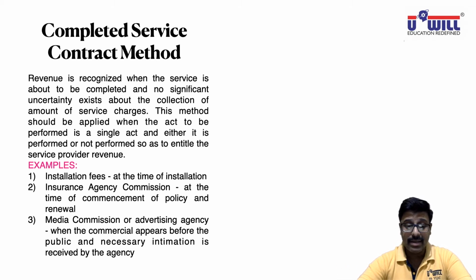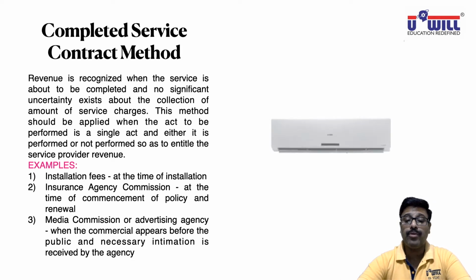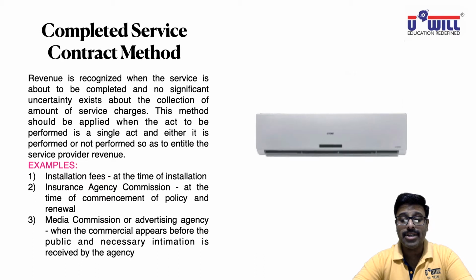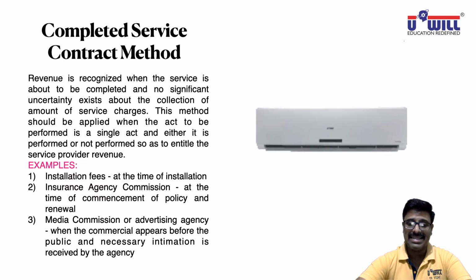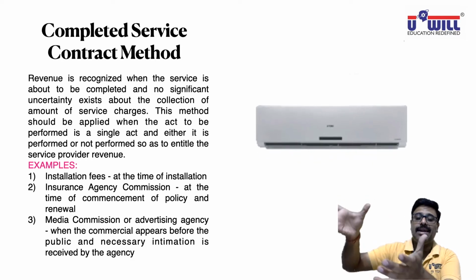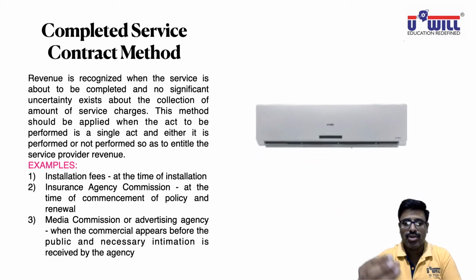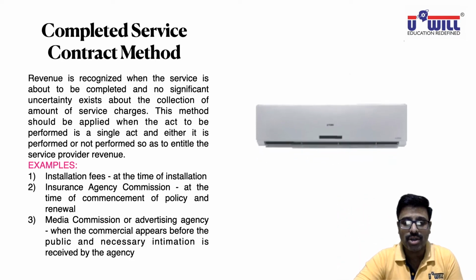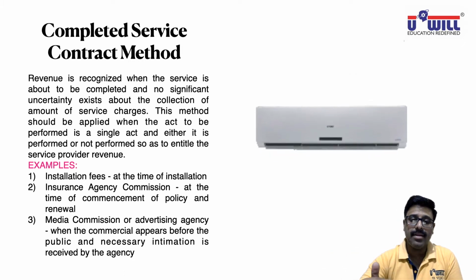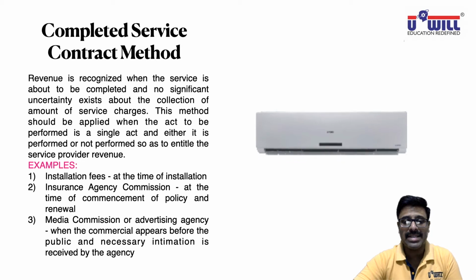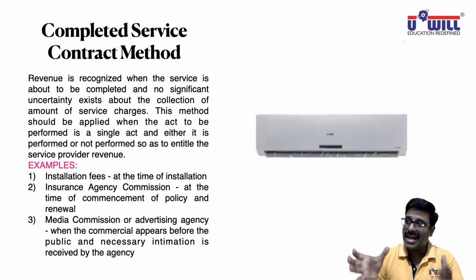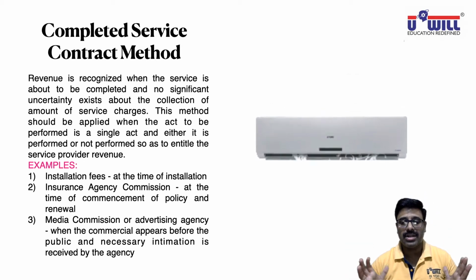Examples are given. Installation fees at the time of installation. See, all of you would have got an air conditioner installed at your home. So what do you find? As soon as that single act of installing the air conditioner is completed, they charge you some 1500, 2000 rupees for the installation. So when will the service provider record that 1500 or 2000 as income in his books of accounts? As soon as he completes the installation, his activity is over.